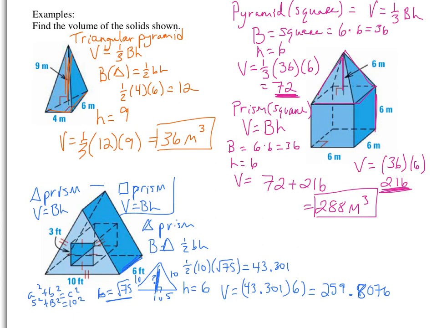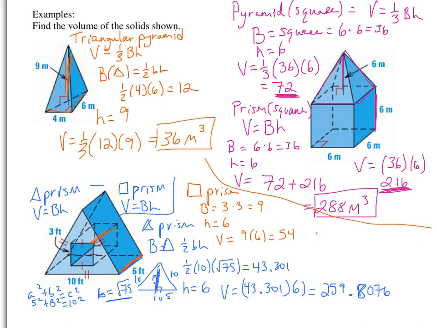Okay, let me switch colors now. So our square prism, this is the last part, and we have to subtract it off of there. So our capital B is a square, so it's just the 3 times 3. The height of our prism is, again, it's the distance between it, so it's still 6 right there. So our volume here we have as 9 times 6, so we get 54.